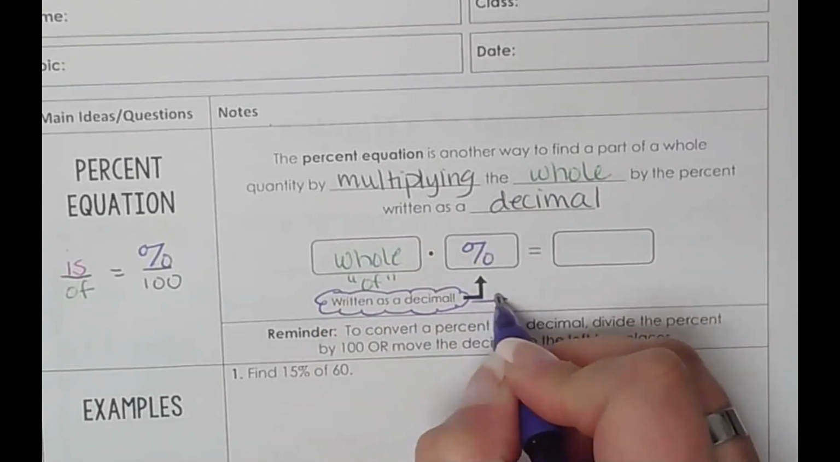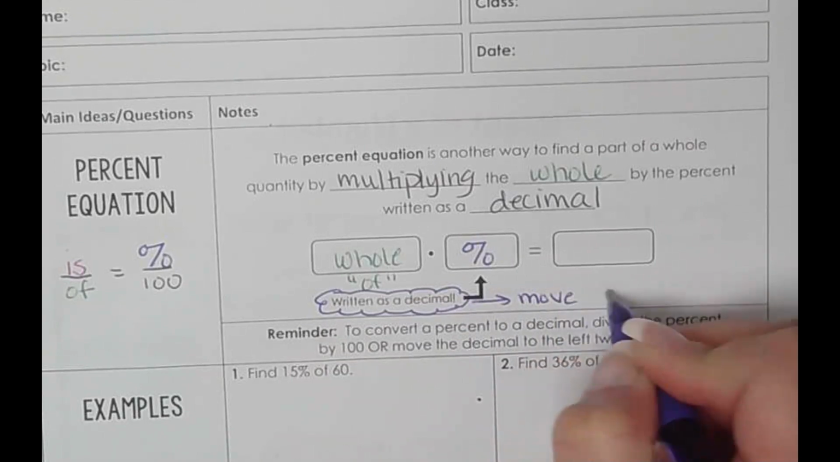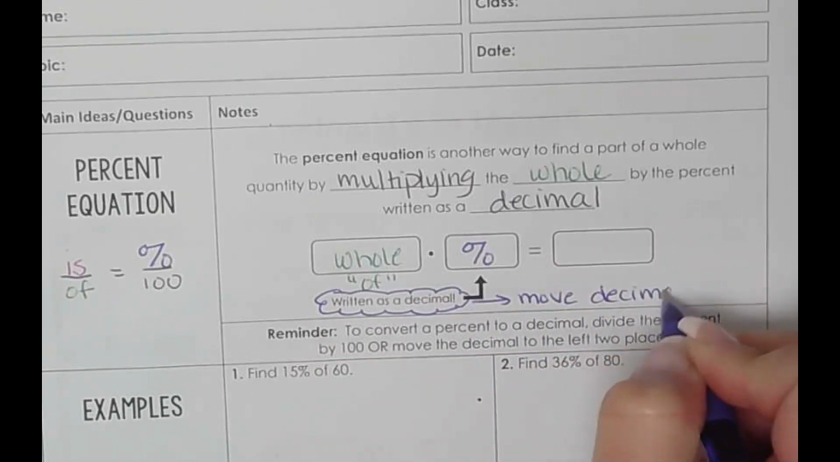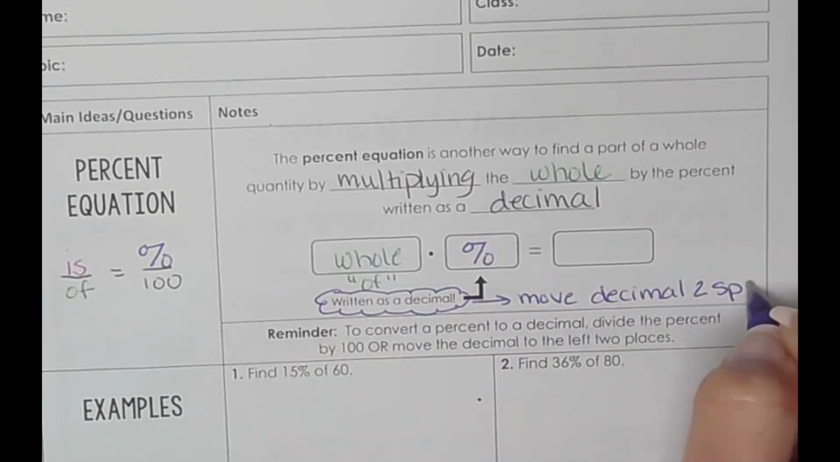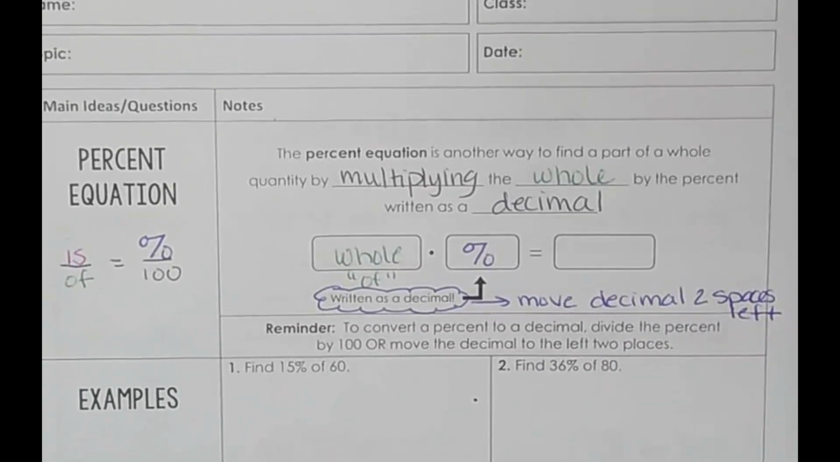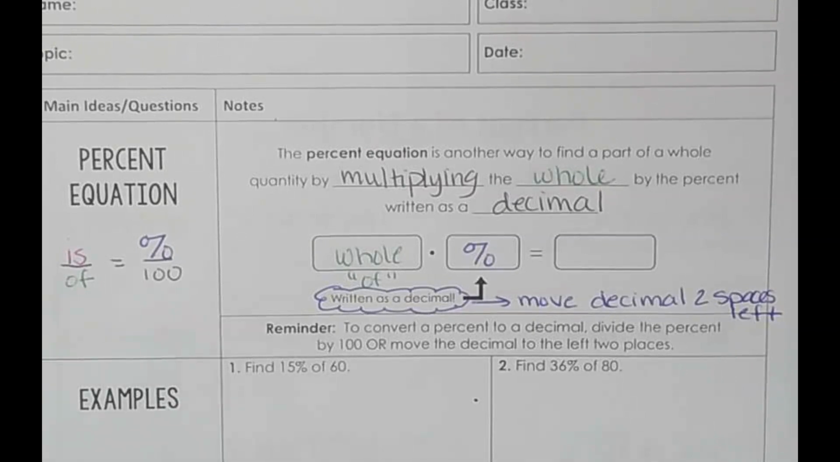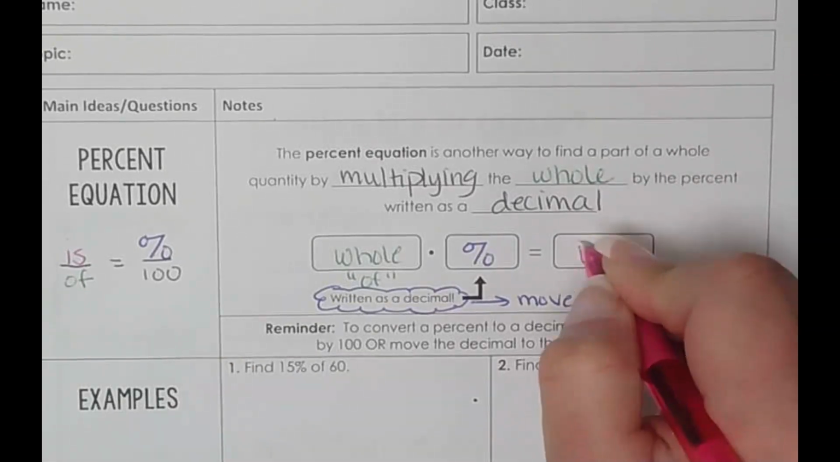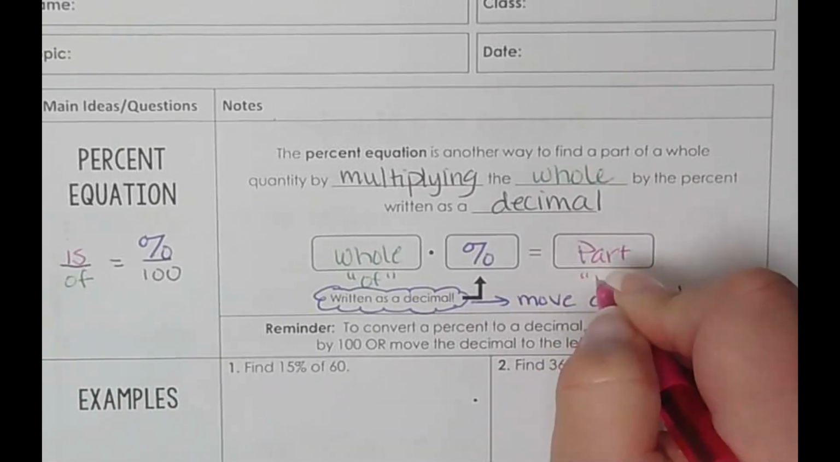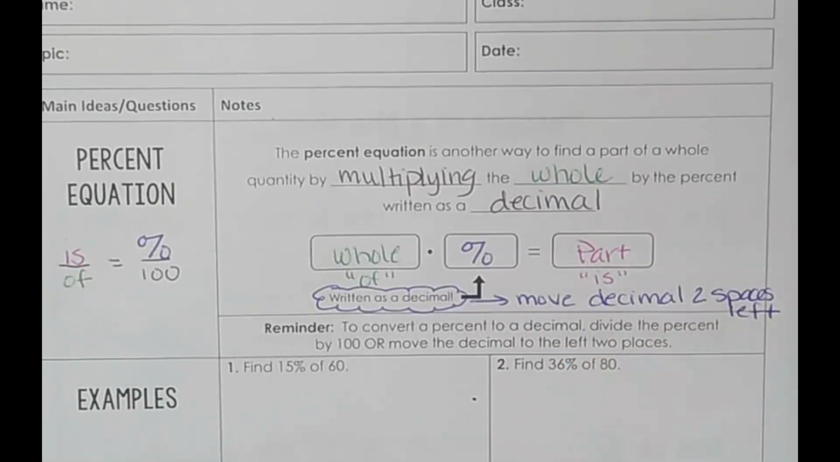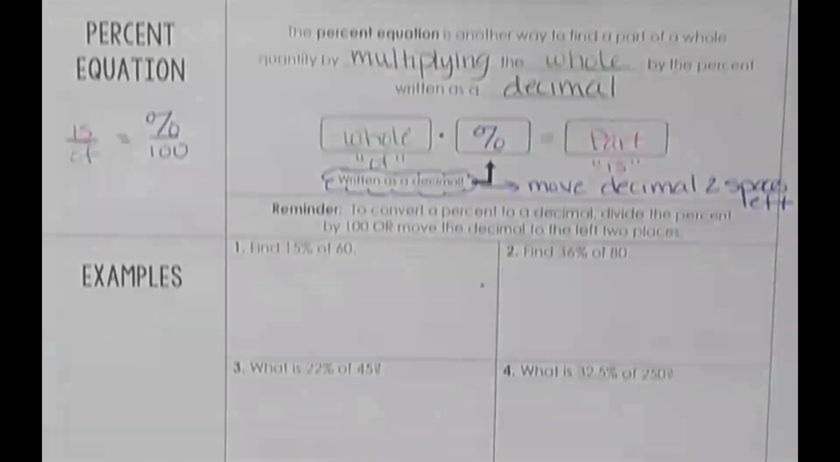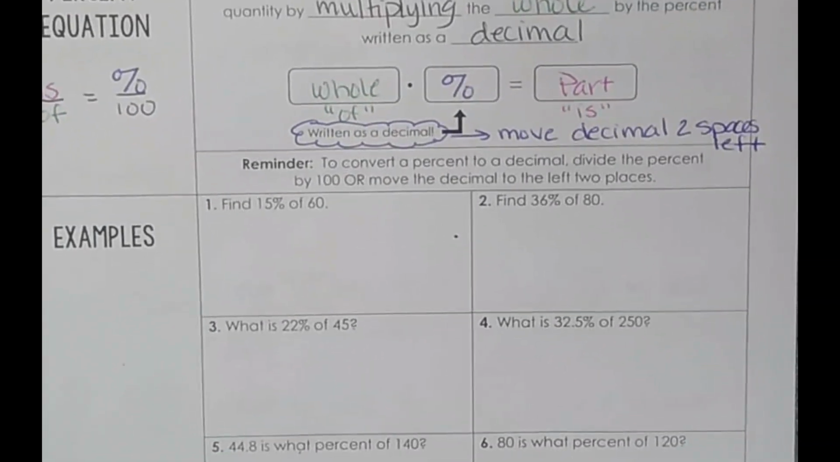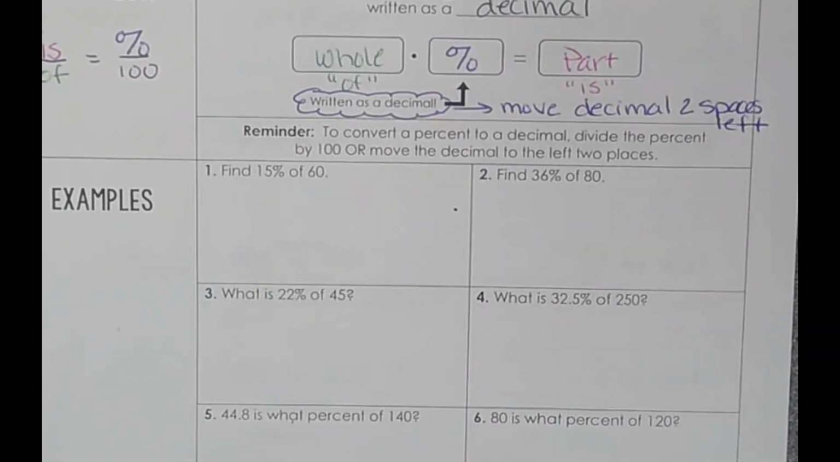So again, we're going to move the decimal 2 spaces left to make it into a decimal. Okay, so wherever our decimal point is on our percent, we're going to move it 2 spaces to the left. And then that is going to give us our part, which we want to look for the word "is" for that. Okay, so let's do a couple of examples here.